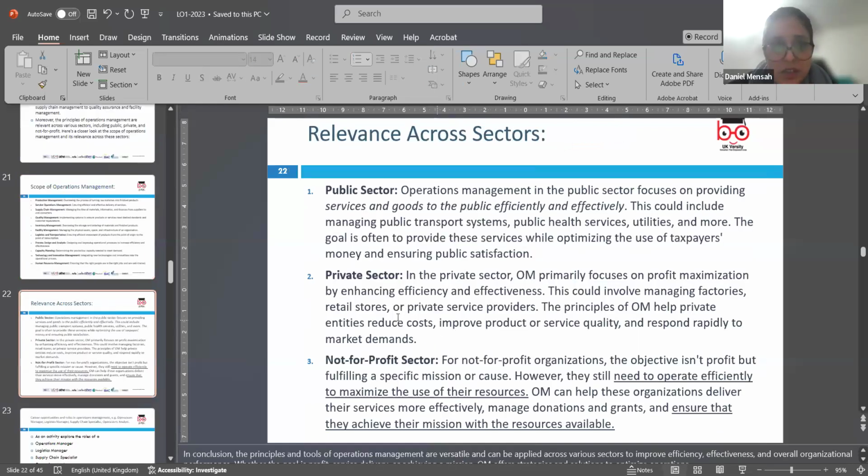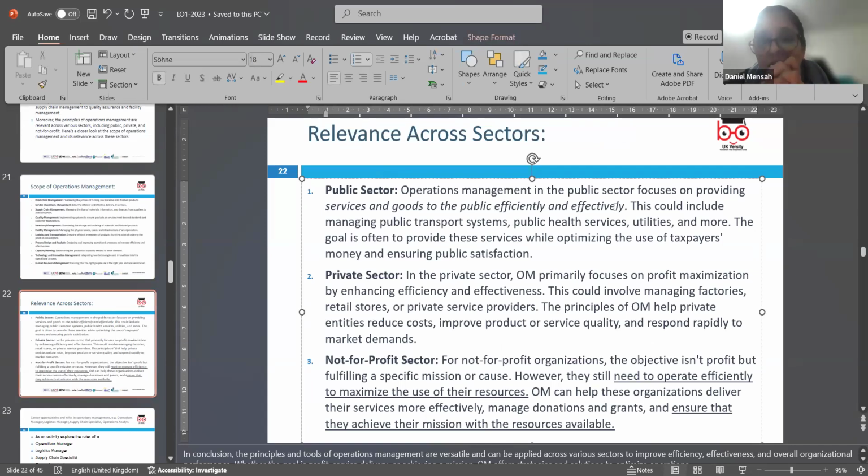So relevance, again, we can see it can be used in the public sector, as I said earlier, and the private sector. In the public sector, they ensure that they are providing goods and services effectively to the public while utilizing smooth operation management. Their main focus and goal is utilizing taxpayer money effectively and efficiently, using the resources and their money very efficiently, and then providing the best services to the public.